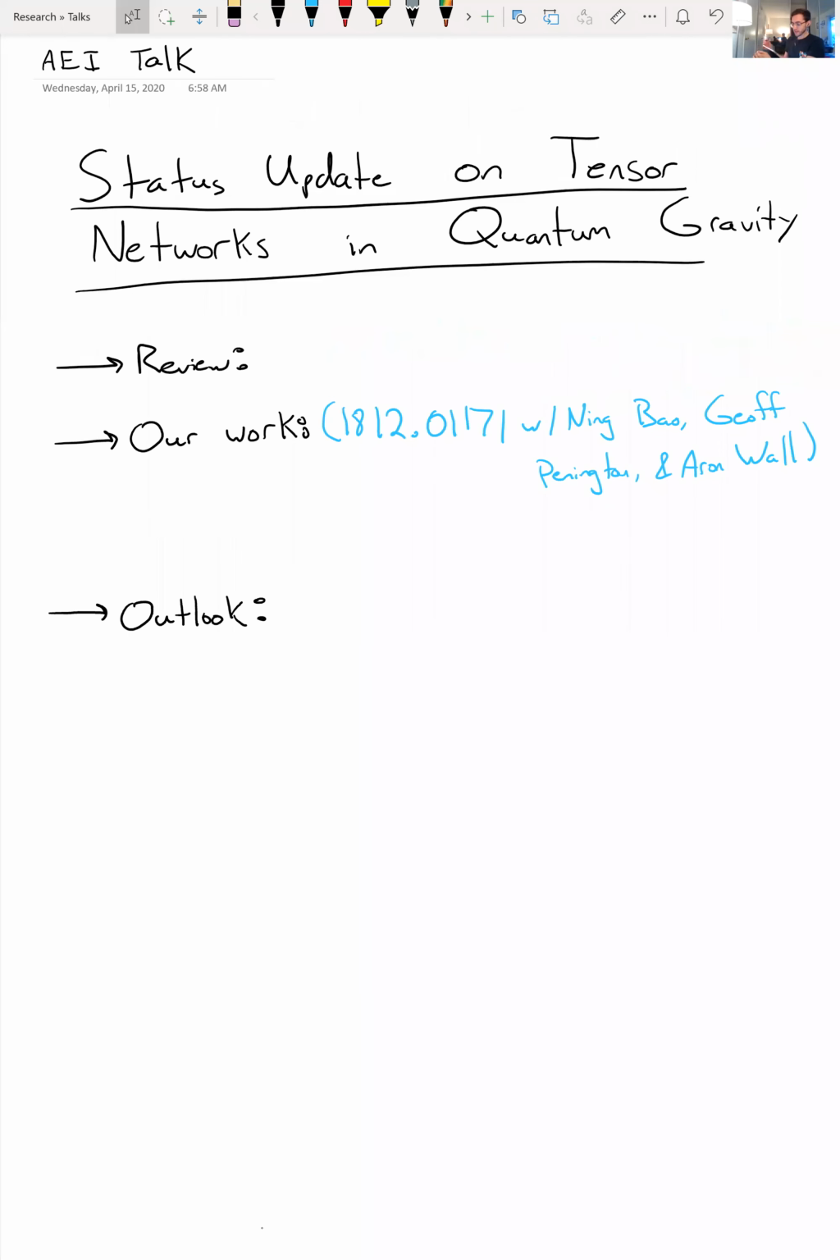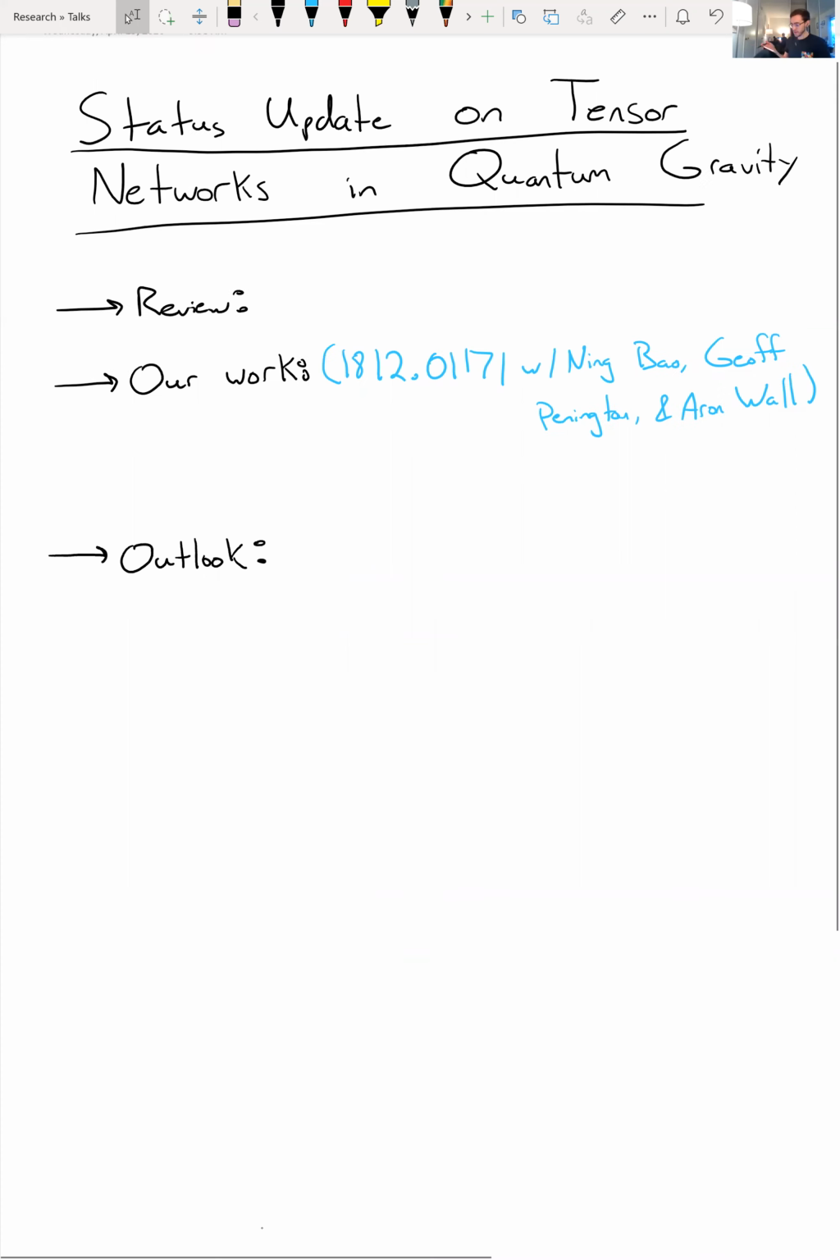In addition to talking about the specific paper I was asked to talk about, I'm going to be talking about what I think are the most promising current directions for tensor networks and quantum gravity. And this isn't really an expert opinion, because like I said, I don't work very actively in this field, but it is, I guess, a collection of observations I've gathered over the past year.